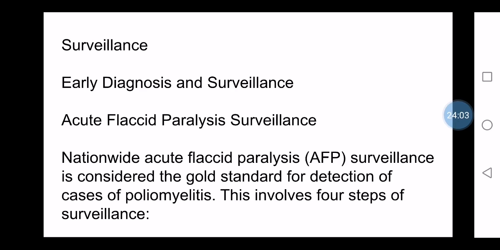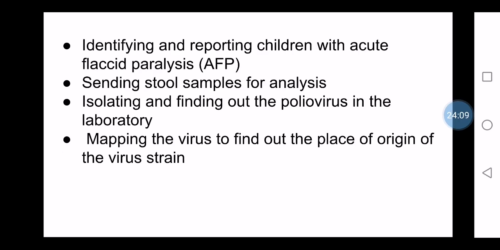So let us see how they detect. The main 4 steps in this surveillance are: first, identifying and reporting the children with acute flaccid paralysis and sending stool samples for analysis, then isolating and finding out the polio virus in the laboratory. We have to isolate such children and find out whether there is any presence of polio virus. The laboratory will be doing the stool examinations and mapping the virus to find out the place of origin of the virus strain. Then we will find out how the child got this particular infection, from where it started.